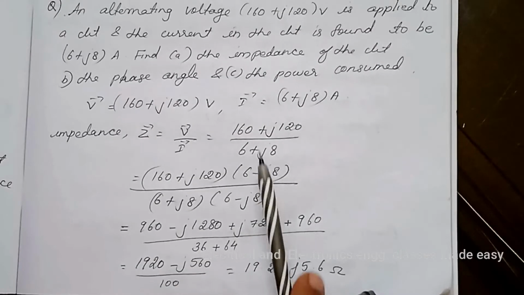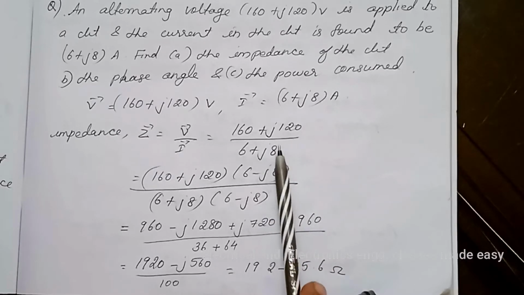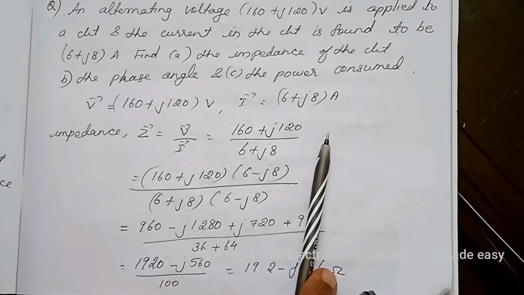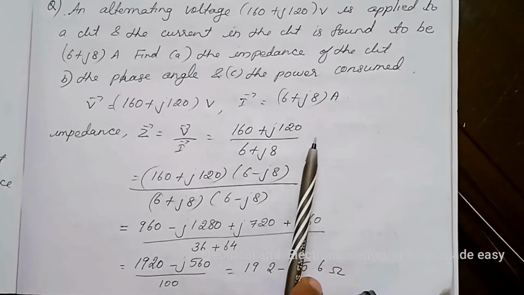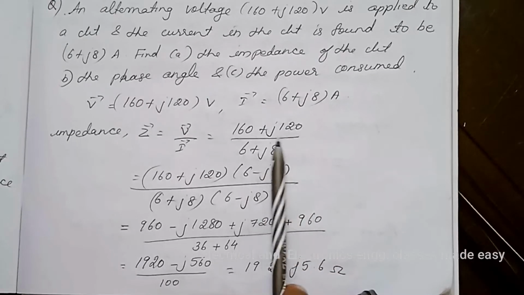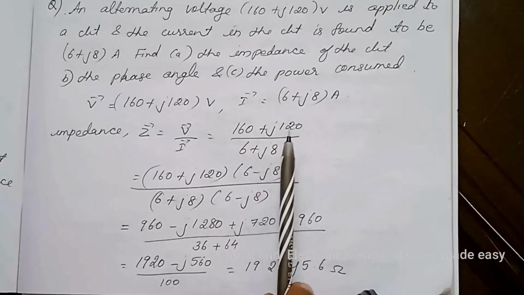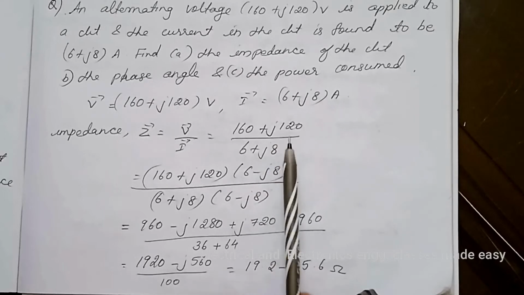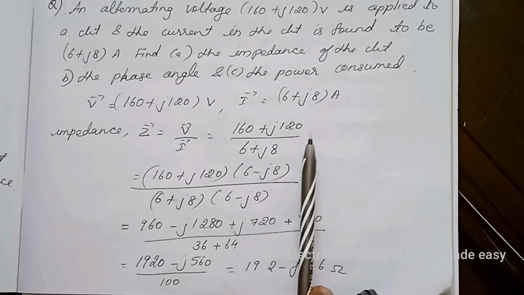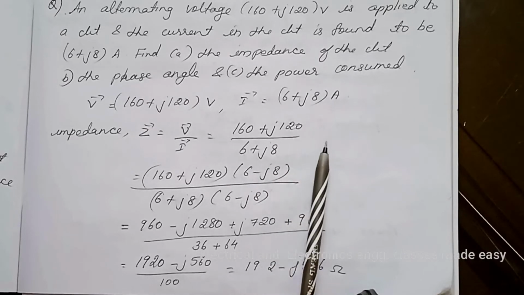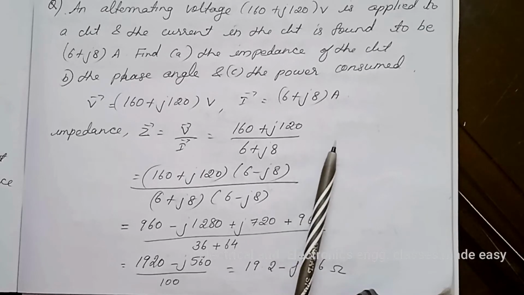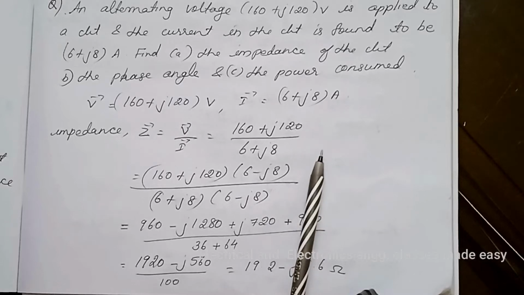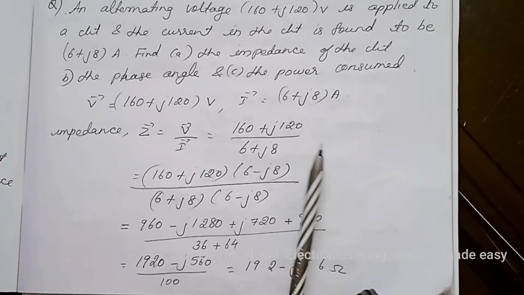And here we can convert this rectangular form into polar form using the scientific calculator and then divide in polar form. Both the numerator and denominator you have to convert to polar form, and in that case we can easily divide the numerator and denominator because that is in the polar form.